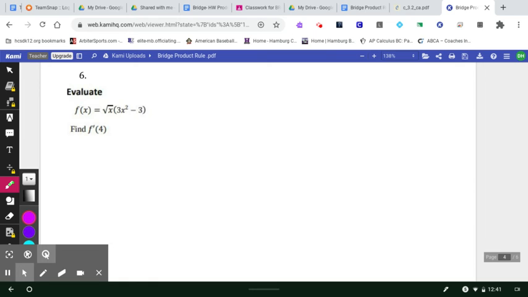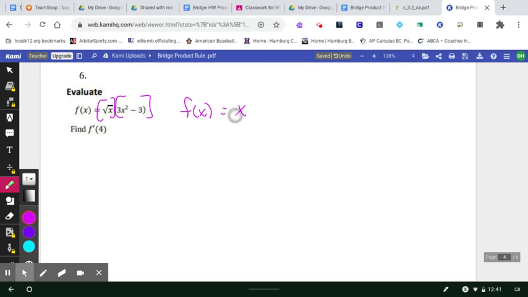All right, let's give 6 a whirl here. So I've got my 2 terms and I have x's on both sides. So I'm going to apply that product rule. Now the first thing I'm going to do, because everything's not in terms of a power, I will rewrite that f of x for myself. Remember, the square root of x is really x to the 1/2. So I have my first term times my second term.